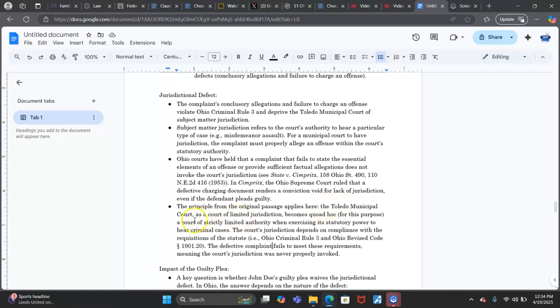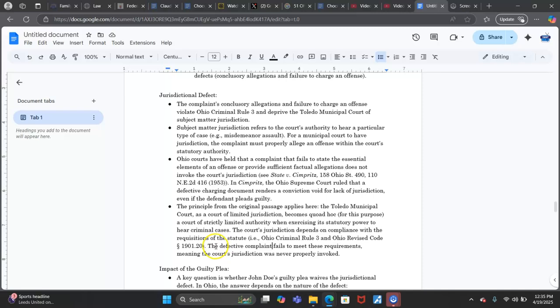The legislative courts as courts of limited jurisdiction becomes... I'm just gonna read what it says. The Toledo Municipal Court, as a court of limited jurisdiction, becomes quad hoc for this purpose, a court of strictly limited authority when exercising its statutory power to hear criminal cases. The court's jurisdiction depends on compliance with the requisitions of the statute, Ohio Rule 3 and Ohio Revised Code.